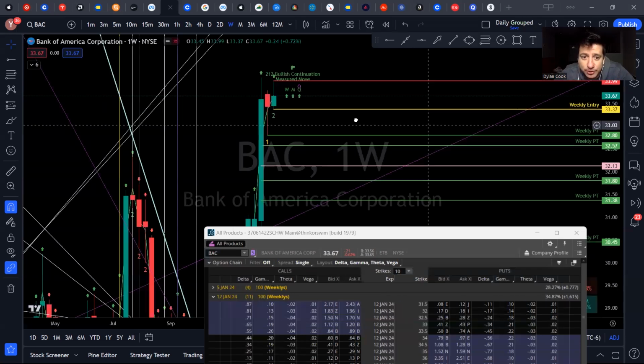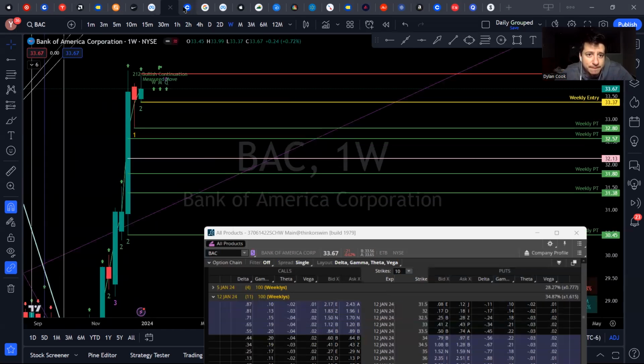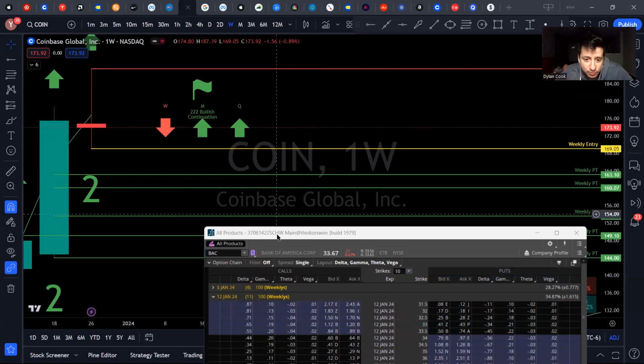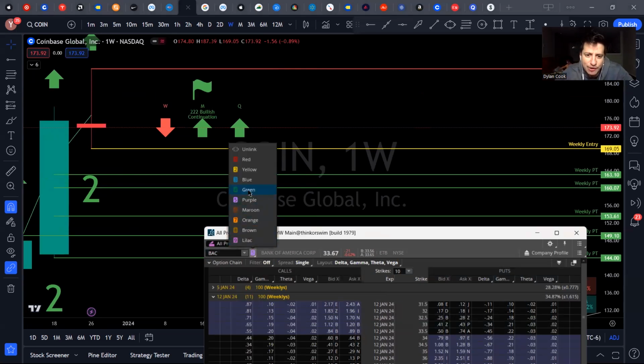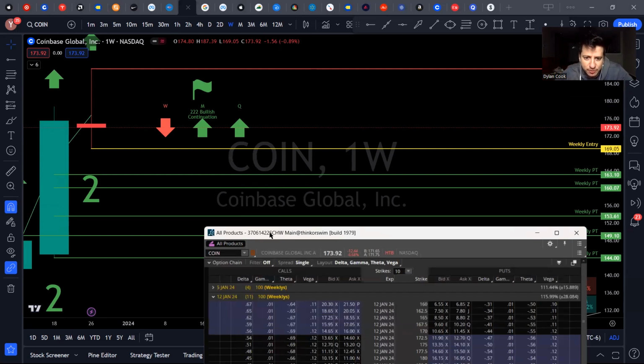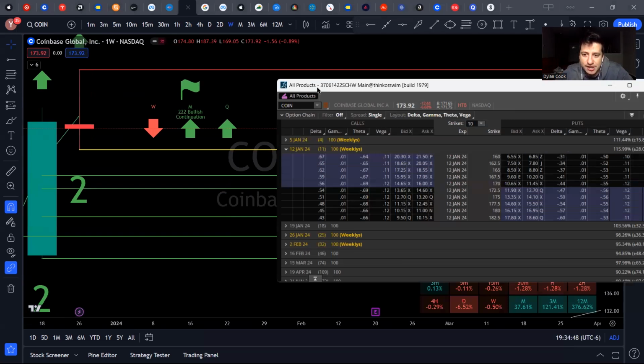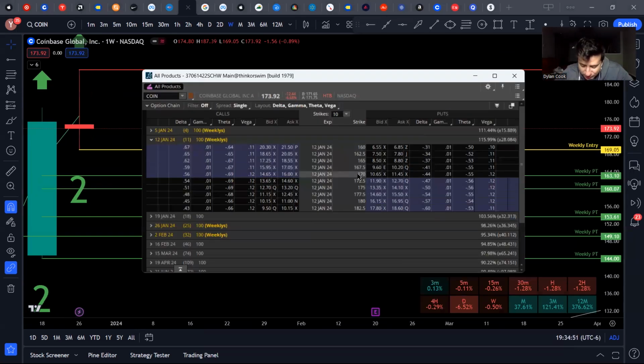Let's see what happens. All right. After this, Coinbase on the weekly, coming back off of being on the yearly watch list as well. Now we're looking at January 12th contracts for it. But 167.50 is what I'm suggesting.